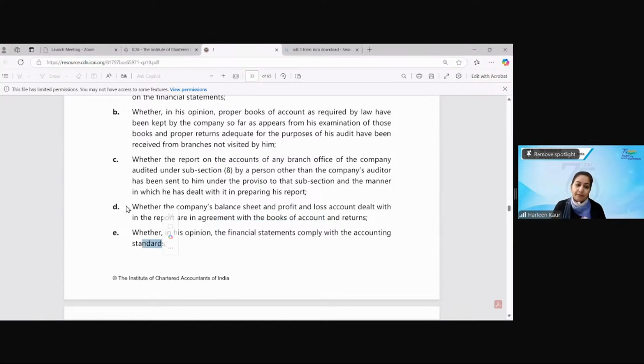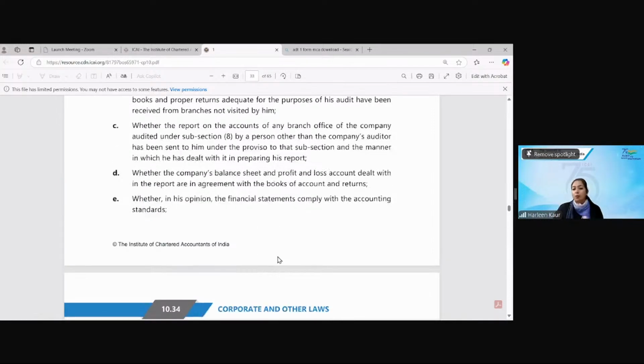And the E point is accounting standards. Give it the heading AS. D point you gave the heading P&L and balance sheet: it is in agreement with the books of accounts. I just told you the example: machinery purchase, every entry has been booked properly. And point number E is accounting standards: whether you have followed proper accounting standards or not.